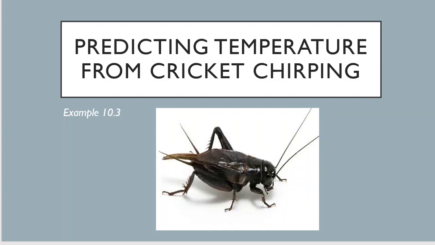This time we're looking at an example problem for least squares linear regression. Let's jump into it. Example 10.3, predicting temperature from cricket chirping. So this is kind of an interesting idea. If you listen to the crickets and check how many chirps per minute they're making, could you use that information to predict what temperature it is outside? Well, you might be surprised.